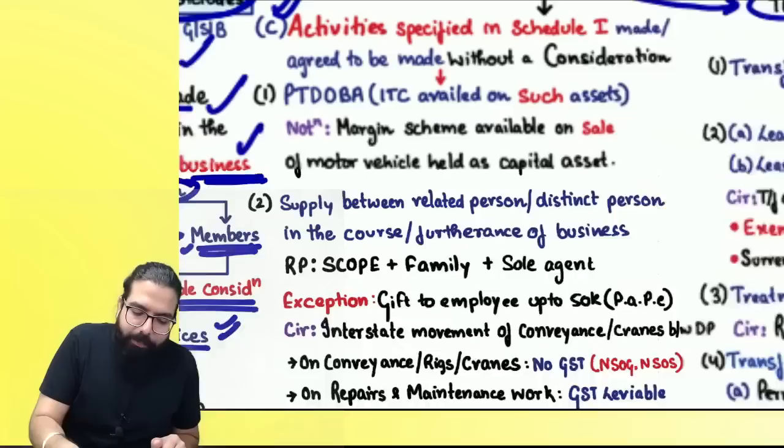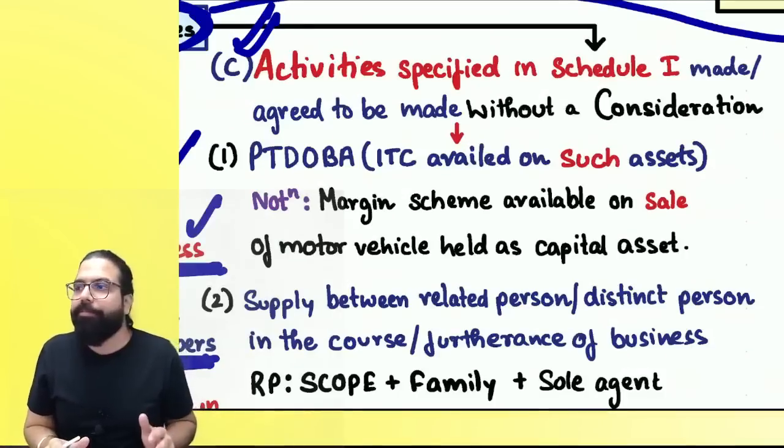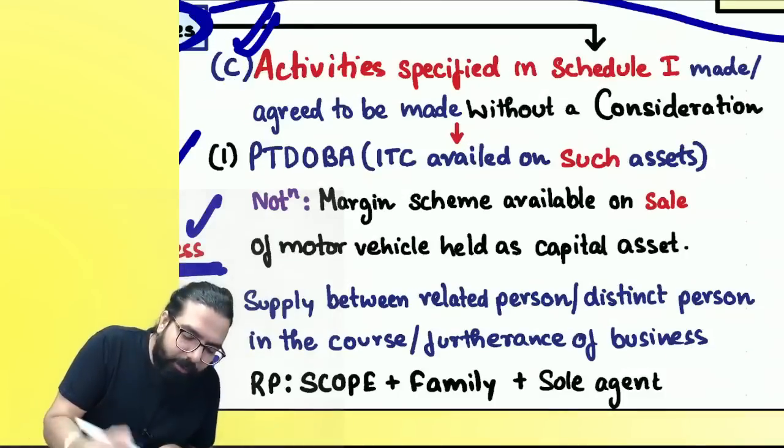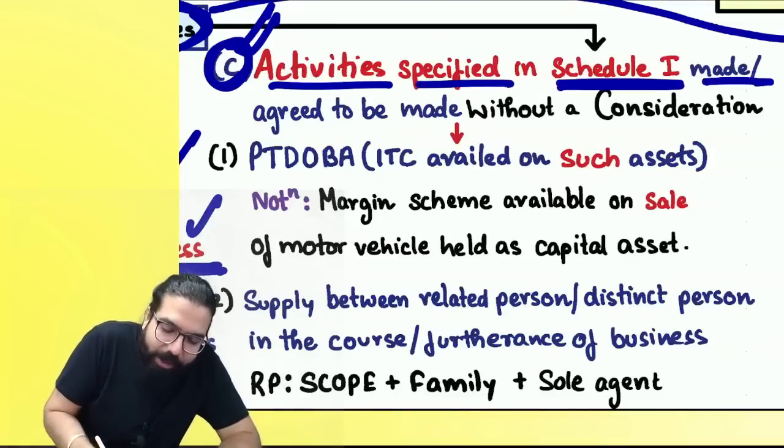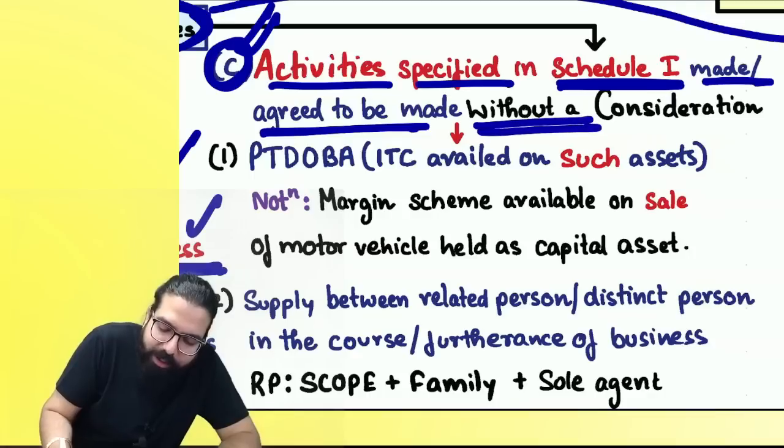Here we are done with section 7(1)(a), (aa), and (b). Now we have section 7(1)(c), activities specified in Schedule I, made or agreed to be made without consideration.